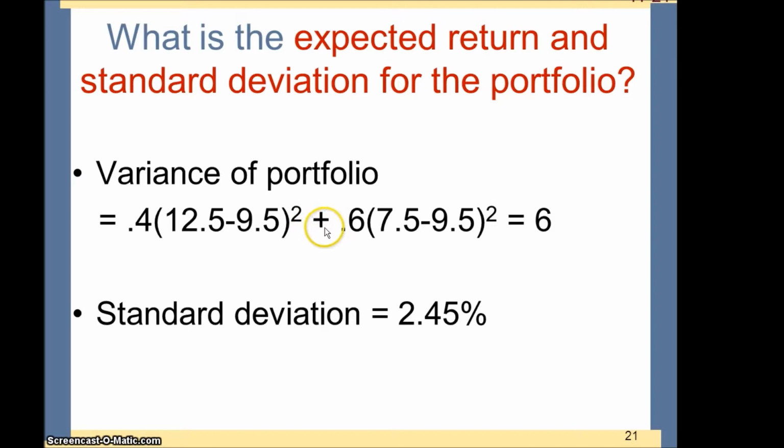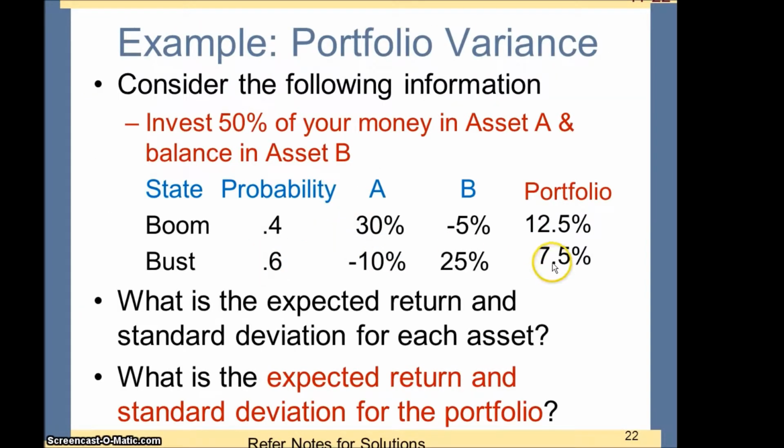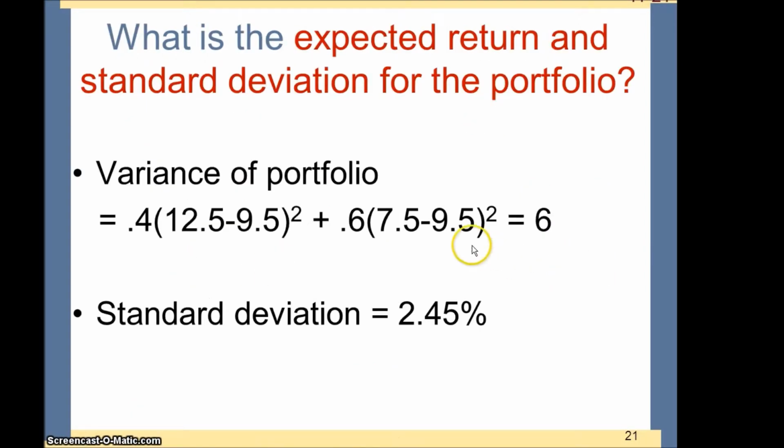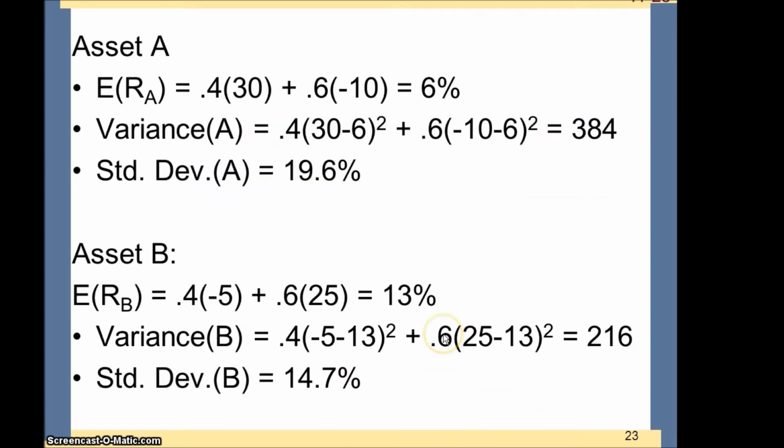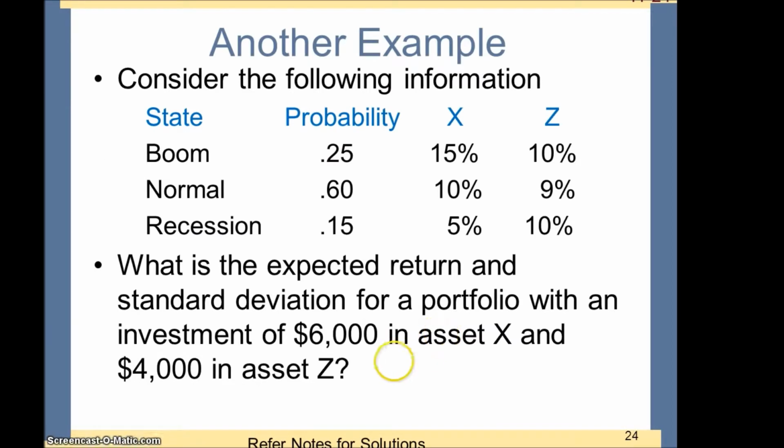So take the square, plus 0.6 times 7.5%, the portfolio return of state 2, right, minus the expected return of the portfolio 9.5%. Take the square, then add the two up, you get 6%. That is the variance. To get the standard deviation, how do you do it? Take the square root of 6. So you get a standard deviation of 2.45%. Alright, and you have another example that you can refer to for solutions.